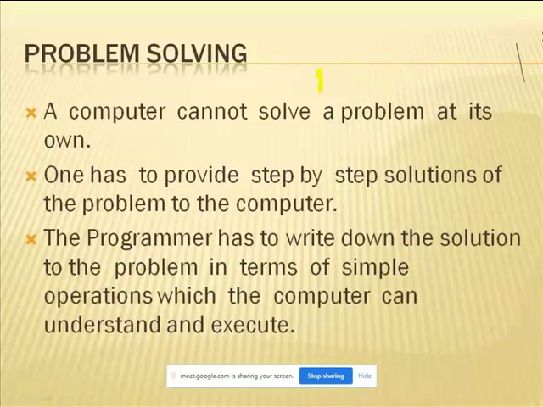A computer cannot solve a problem on its own. You are utilizing the services of the computer, but you have to instruct the computer what it has to do. So first you give the first input x, and then you give the second input y, and then the system doesn't know what to do with that x and y.